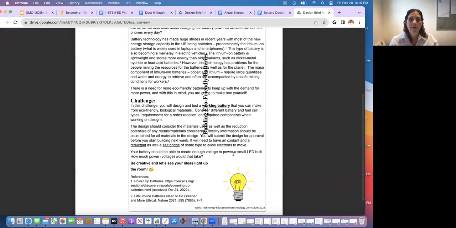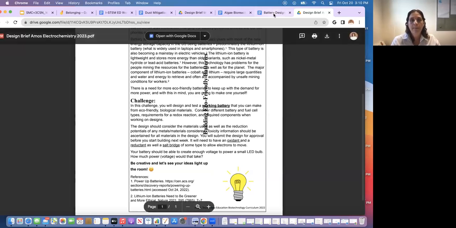So they needed to have an oxidant and a reductant and some form of a salt bridge, so that their battery would be functional. And it should be enough voltage to power a small LED bulb. So there was definitely defined criteria. She even gave them some resources.